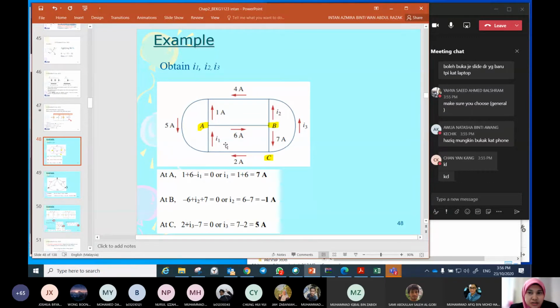current entering equals current leaving the node. So current entering is I1, which is equal to 6 plus 1, right? I1 is equal to 6 plus 1, and we get I1 is equal to 7. And then at B, 7 is equal to I2 plus 7, and we get I2. At C, 7.